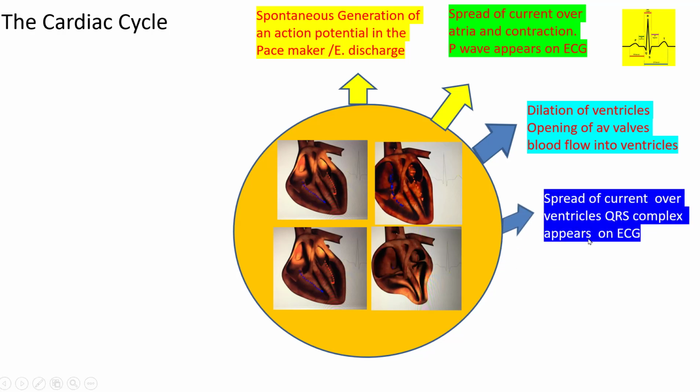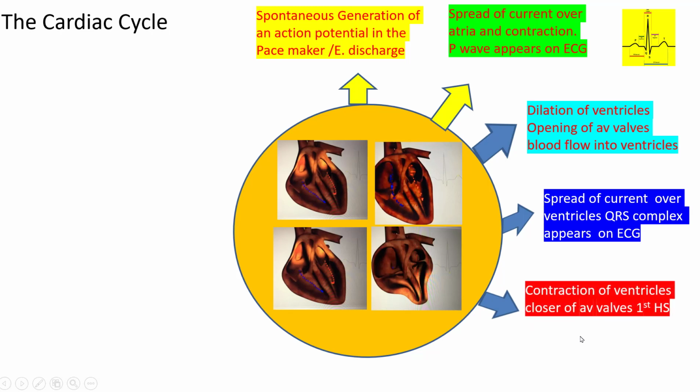Spread of current over the ventricle and appearance of the QRS complex on the ECG. Then this current which originates in the SA node spreads to the ventricle and causes contraction of the ventricle and appearance of the QRS complex on the ECG graph.